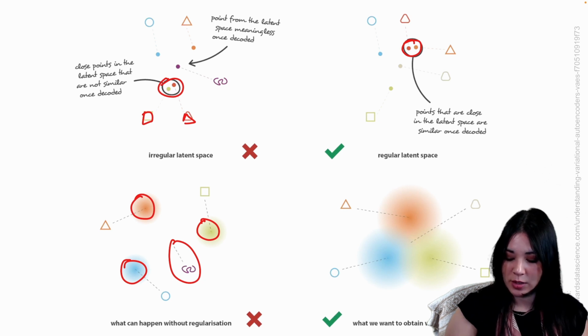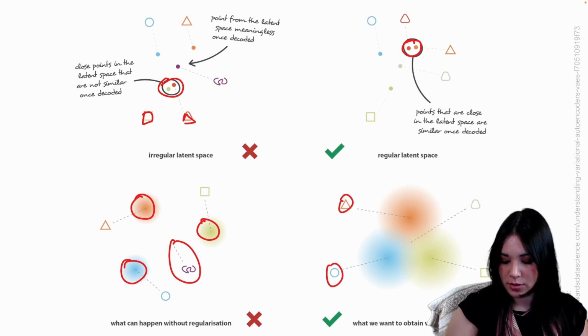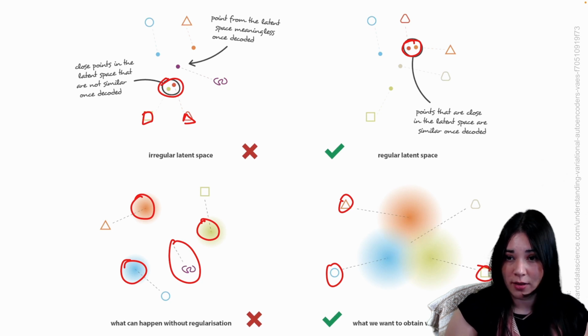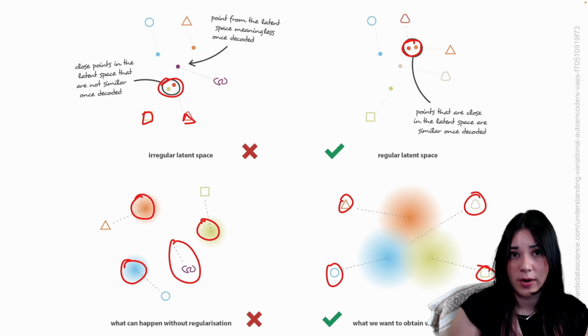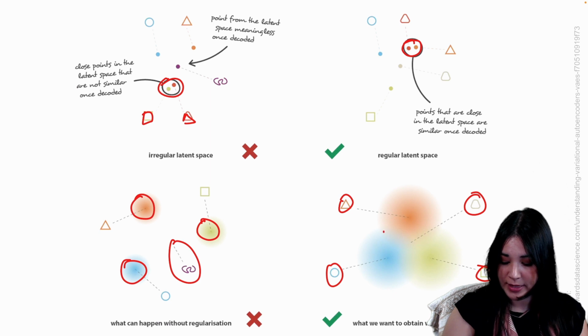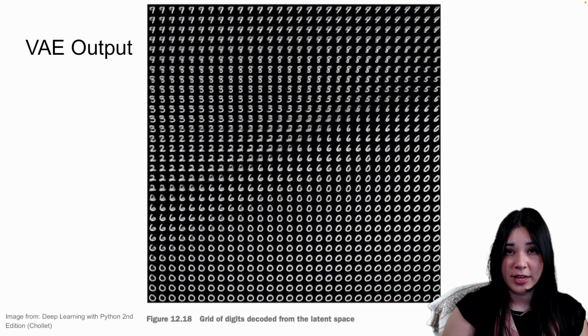For instance, in this one, we have our triangles, our circles, and our squares. But if we sample something between all of those, we get basically a valid shape that is a combination of a triangle, a circle, and a square. And if I sampled another point here, I might get something that's a mesh between a circle and a triangle, or here between a square and a triangle. And this property of the latent space is really useful.